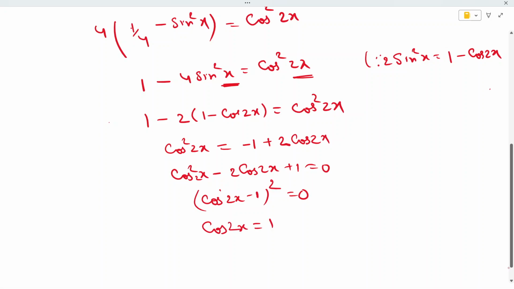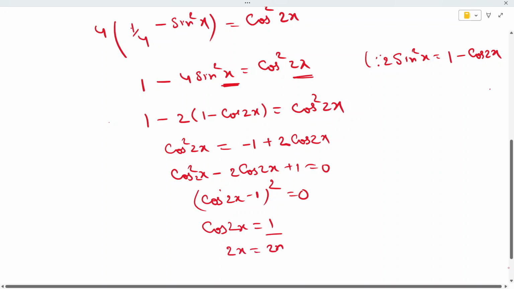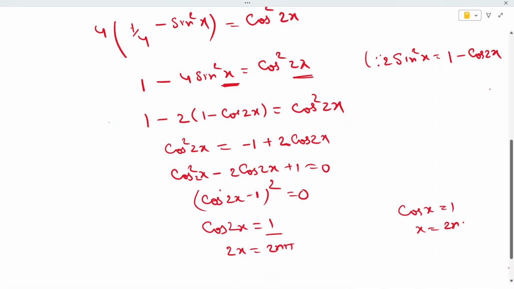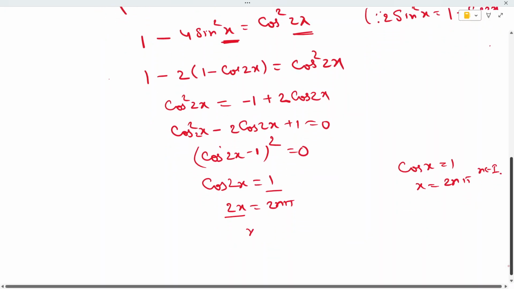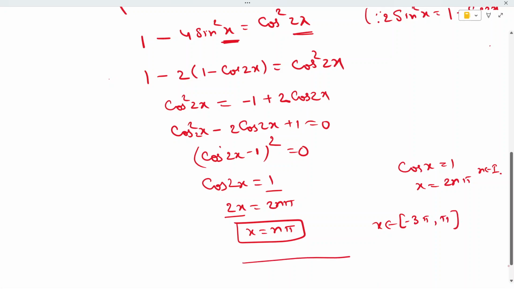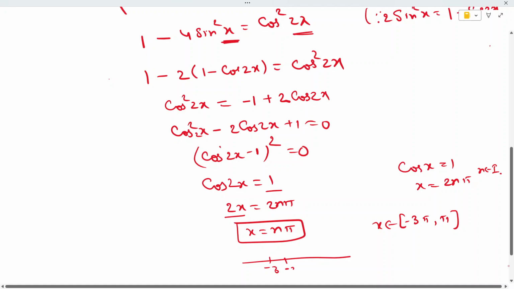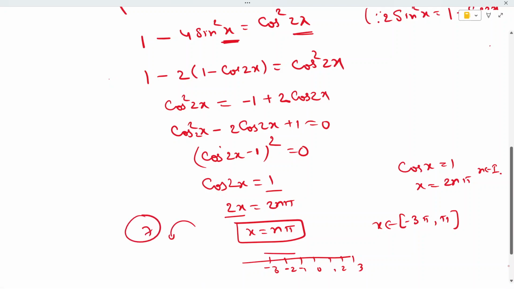is equal to 1. Now, we know that when cos 2x is 1, 2x is equal to 2nπ, because we know cos x is 1 when x is 2nπ, where n belongs to the integers. So x is equal to nπ. Now we are given x is between -3π to π. So what we get? -3, -2, -1, 0, 1, 2, 3. We get 7 solutions. So our answer is 7.